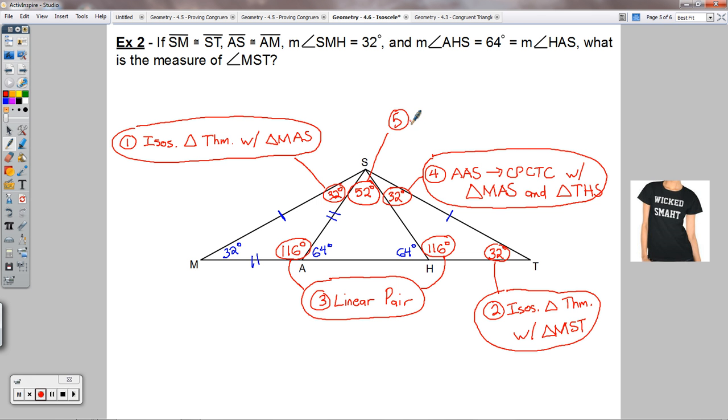Up here, step 5, this was the triangle sum theorem. Or in other words, they add to 180, the three angles, and that was with triangle, this one right here. You could put the letters in any order, but I'll go with AHS.